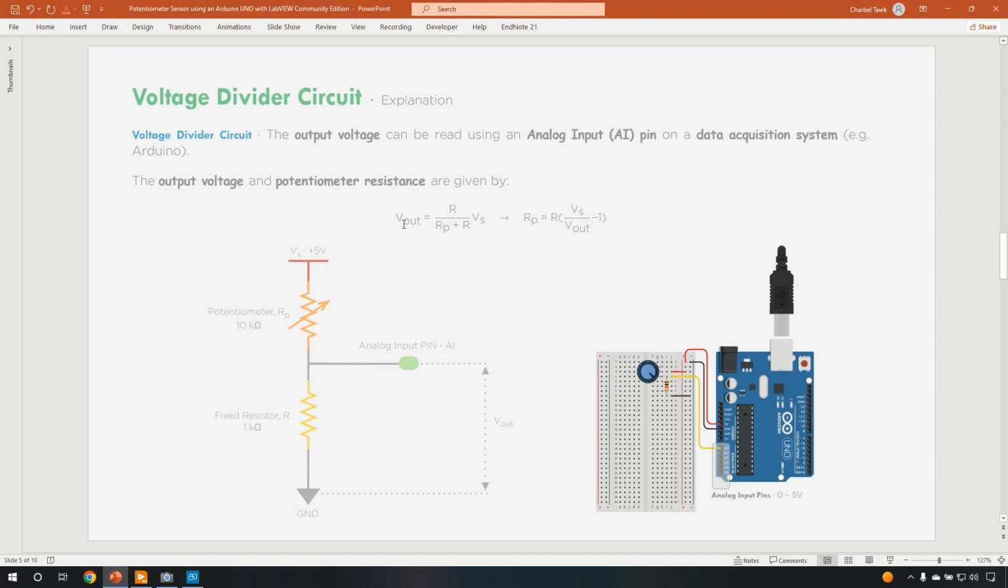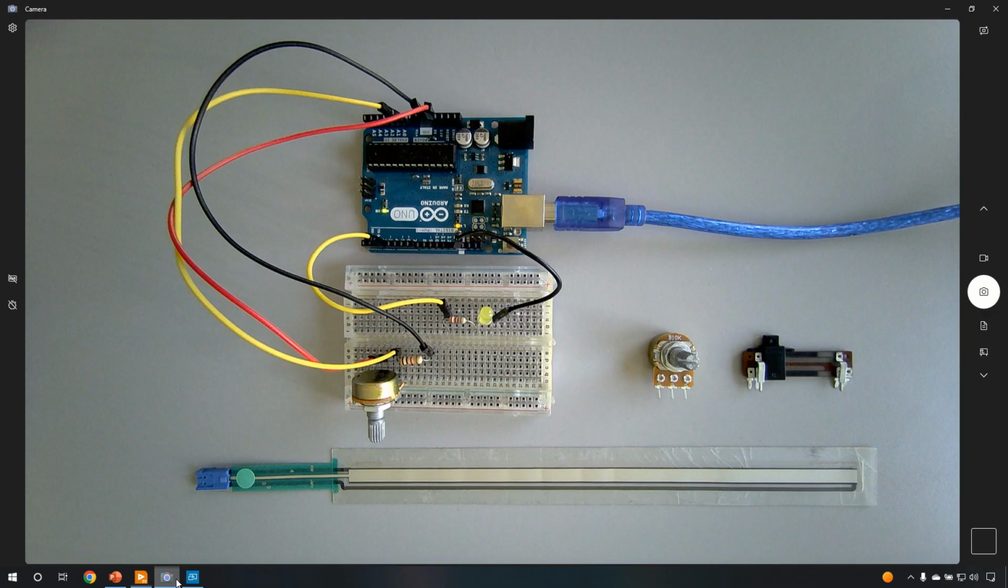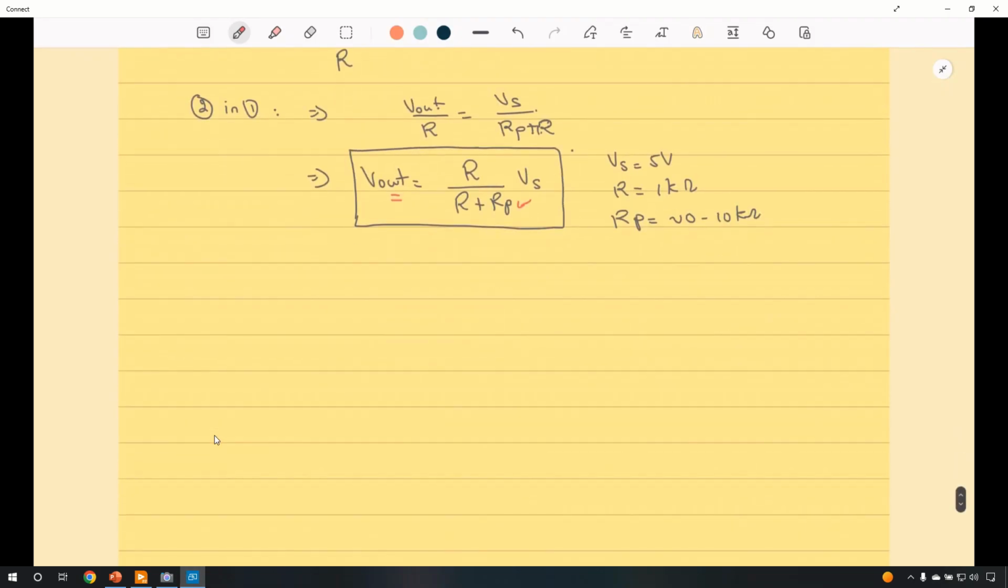We can check right here that we have the same equation. V out, which is measured using an analog input pin on the Arduino, is equal to R over Rp plus R times Vs. Now, using this equation, we can derive the expression of Rp if we want to know exactly what the Rp value is when we turn the knob clockwise and counterclockwise. And this is straightforward. So let us go ahead and do it right here. Let's call this one equation star. Using equation star, we can manipulate it in order to get Rp.